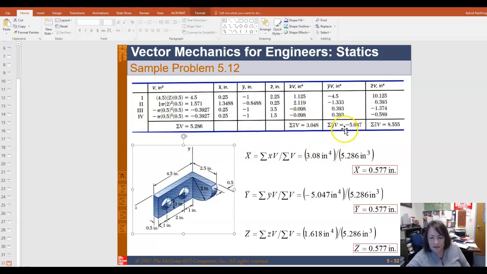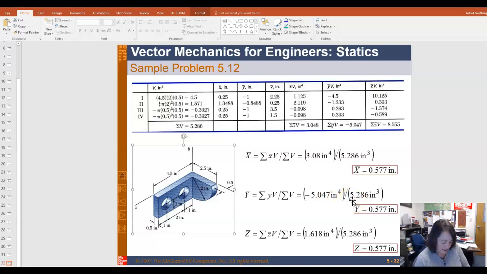I think this is incorrect. I don't like this. This should be a negative divided by a positive, so this should be negative. I'm not sure if the value is correct either, to tell you the truth. Let me take a look.